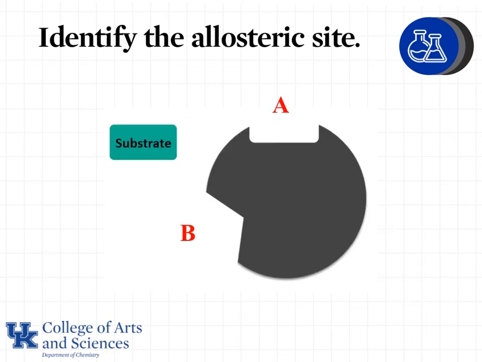Based on the shape of the enzyme and the substrate, identify the allosteric site. So the allosteric site is B. Note that the shape of the substrate is very similar to the shape of A, and so this would be our active site where the substrate is going to interact, and this is the allosteric site.